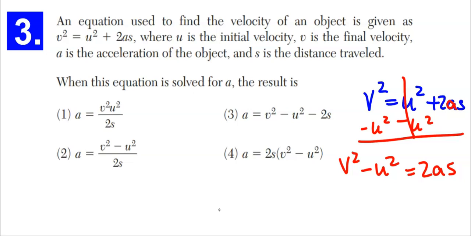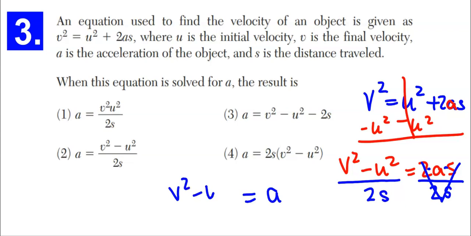Alright. 2 is multiplying A, and S is also multiplying A. So to remove that, or undo it, we're going to use an inverse operation of dividing. And we're going to divide everybody on every side. You can divide by two things at the same time. And that leaves us with A is equal to V squared minus U squared over 2S.